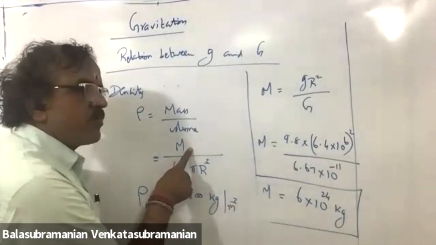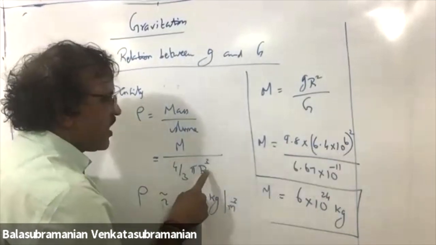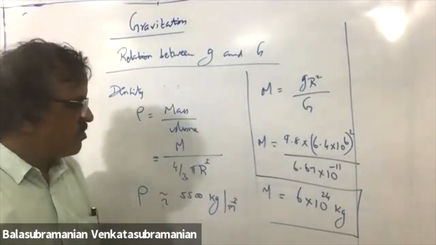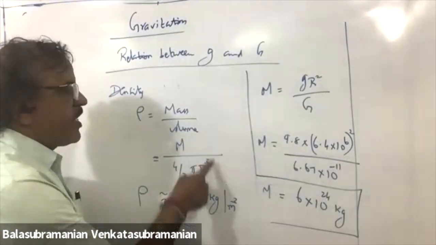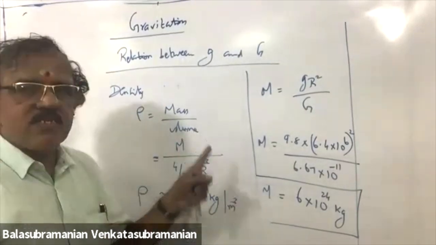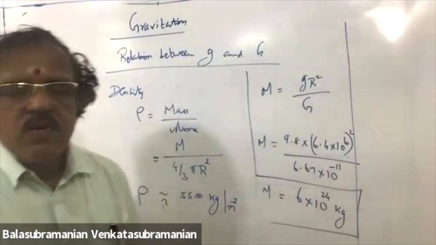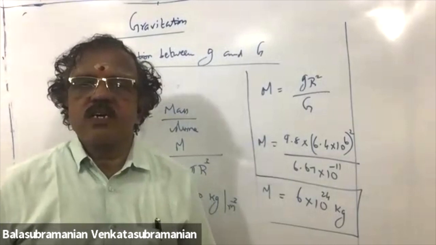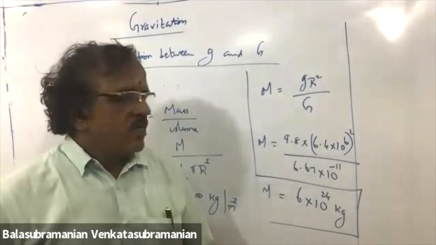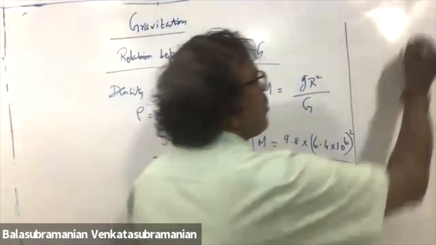6 into 10 power 24. Radius value is 10 power 6, nearly, whole cube. So that is 10 power 18. 10 power 18 in the denominator, 10 power minus 18. 10 power 24 minus 18, 10 power 6. Simplify remaining things. You are getting 5,500 kilogram per meter cube. That is the density of the earth. Okay.